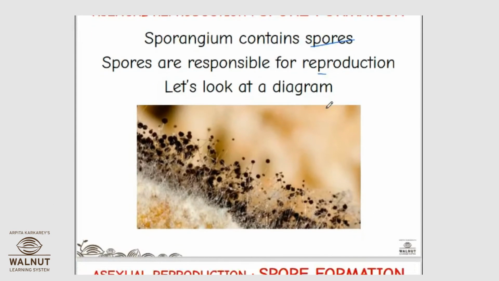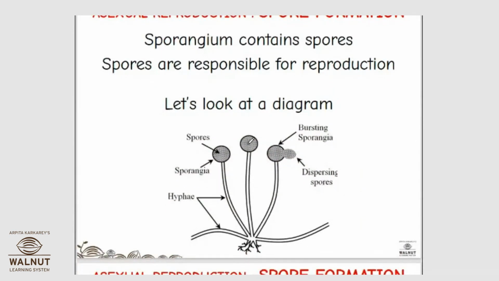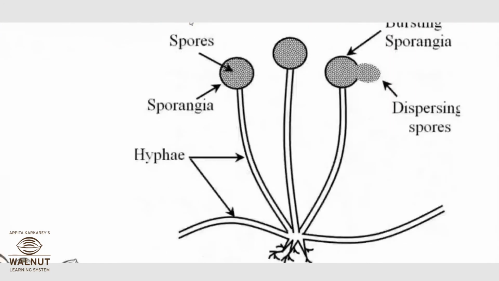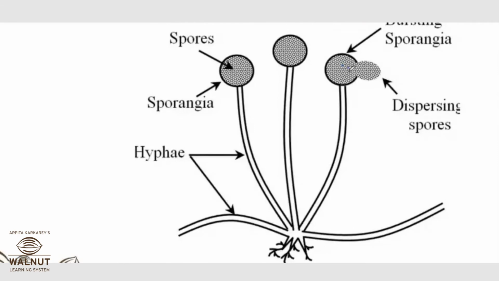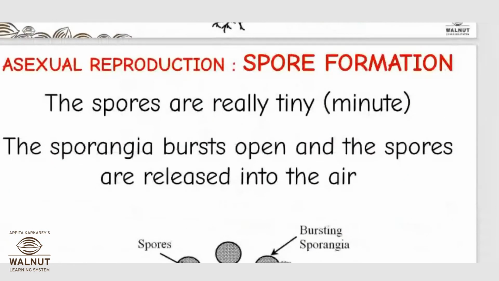You can see this diagram. See here, many dots are the spores, and this bulb-like thing is the sporangium. Singular is sporangium and plural is sporangia. And these thread or stick-like structures are hyphae. Yes, please keep this diagram in your mind, it is an important one.